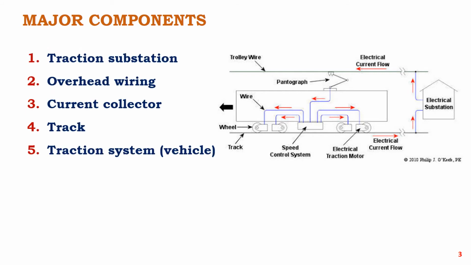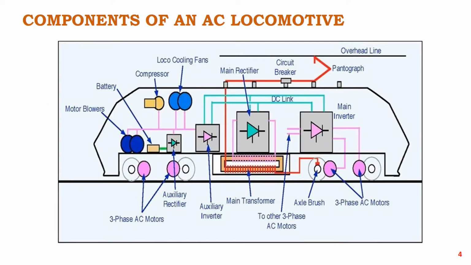Major components used in electric traction system are traction substation, overhead wiring, current collector, track and track system. This figure shows the various parts of the electric locomotive system.